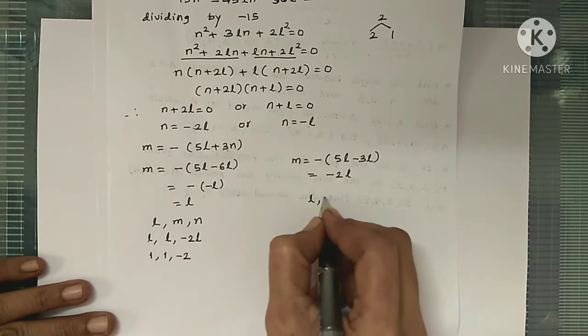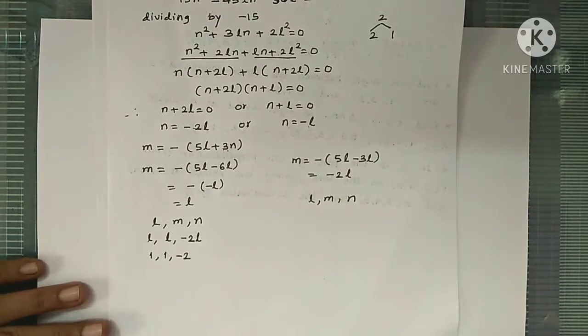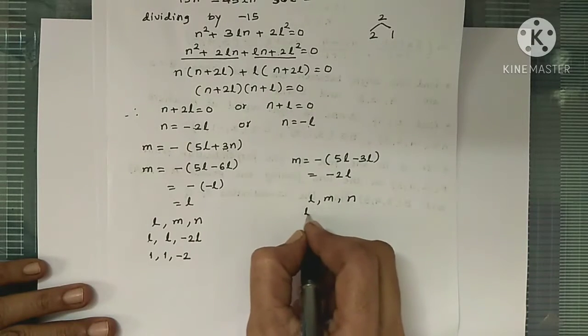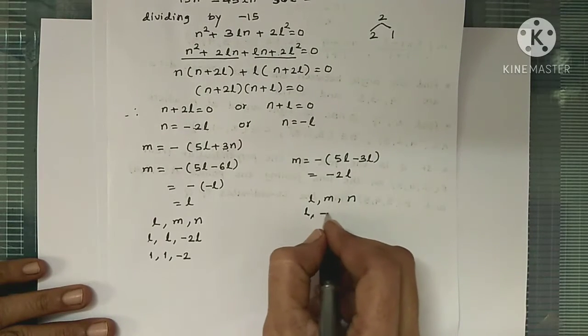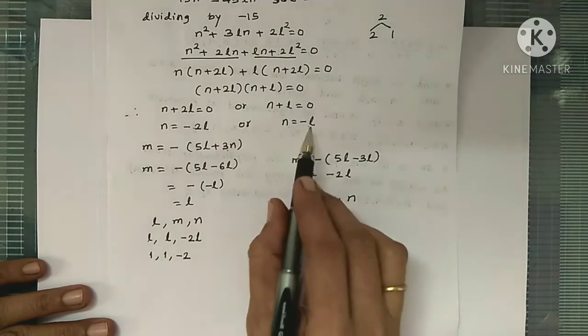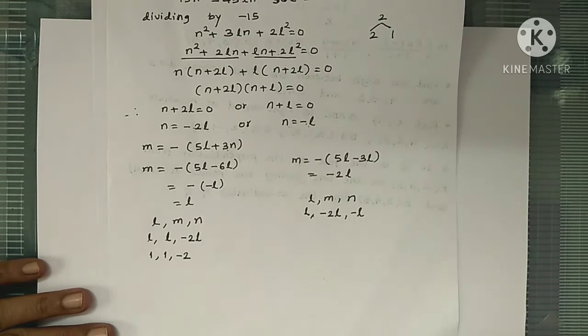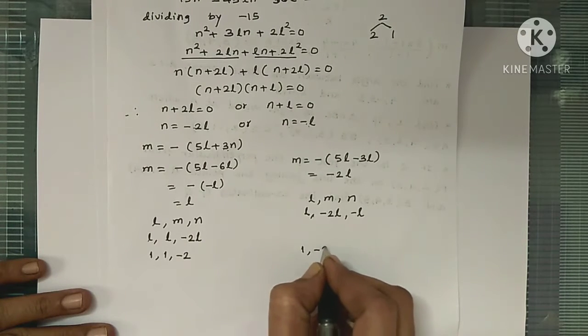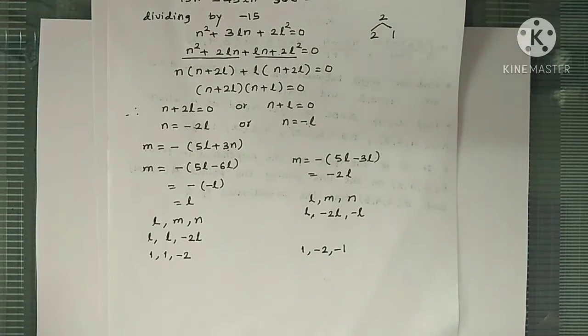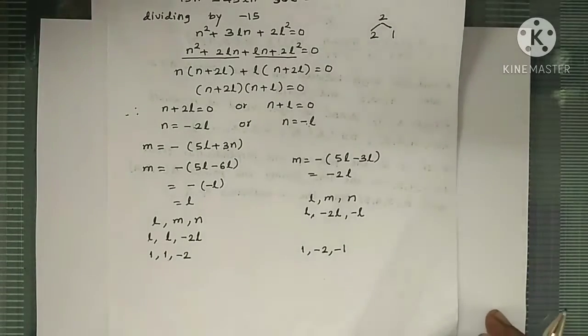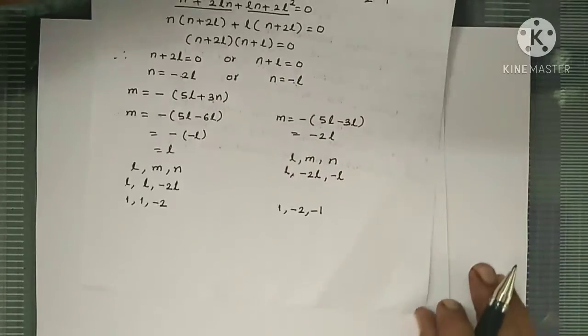So again, let's write the terms l, m, n and let's write the values. So l is l, m is minus 2l and n is minus l. See, all the terms here are in terms of l. So dividing by l again, we get 1, minus 2, minus 1. So we now have the second pair of direction ratios. That means these are direction ratios of the first line and these are direction ratios of the second line. So we have a1, b1, c1 and the second set is a2, b2, c2.